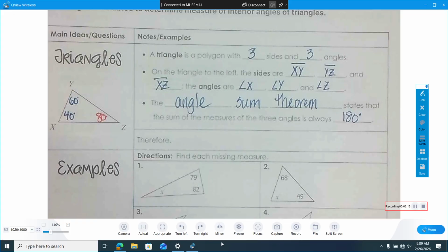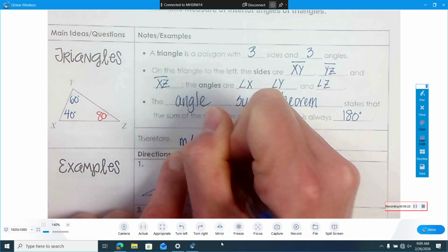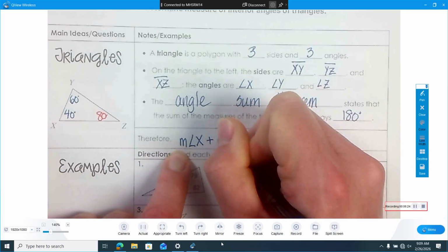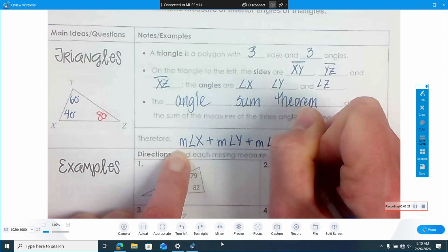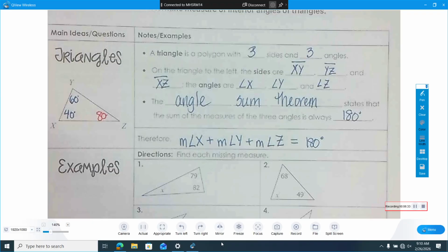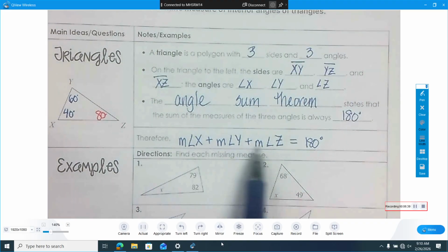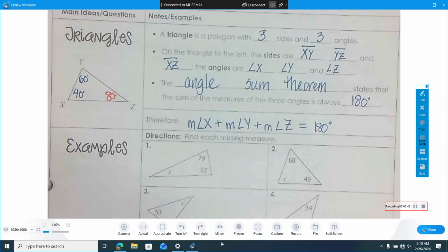All right, so all three angles of a triangle always add up to be 180 degrees. So we have this little statement we can say: the measure of angle X plus the measure of angle Y plus the measure of angle Z is always going to equal 180 degrees. And so our job today, again, is writing equations, just like we've been doing. You guys are pros at this now.